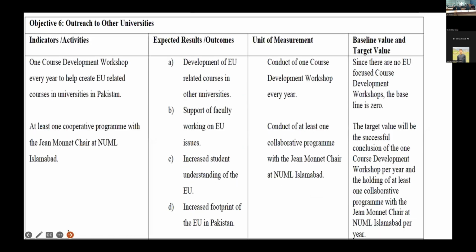This is still on the agenda. One part of it, we have to do a course development workshop, which we are going to do hopefully very soon. And then we have to do some cooperative programs with the Monnet chair at Naval. I was there at Naval 2 weeks ago, but we will continue to do further collaborative events hopefully soon.